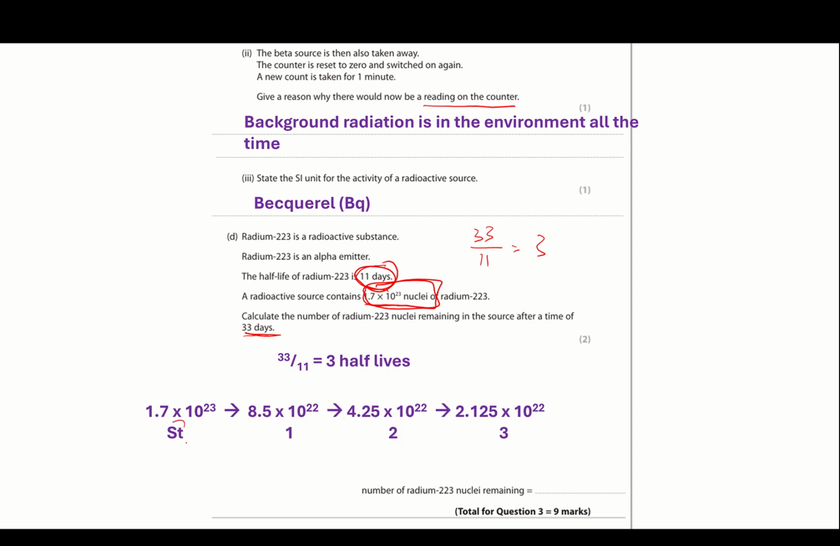Remember, underneath your first one to put ST. And then we can see that our final answer is 2.125 times 10 to the 22 nuclei. And that's question 3 done.